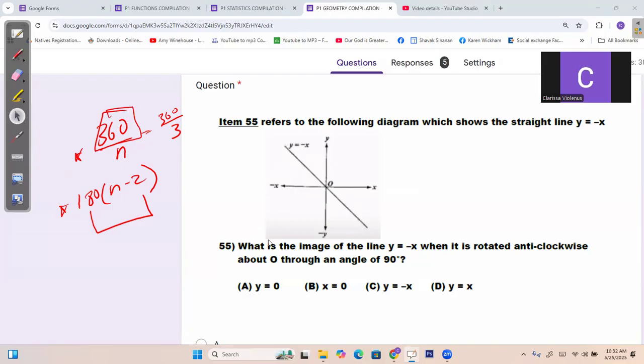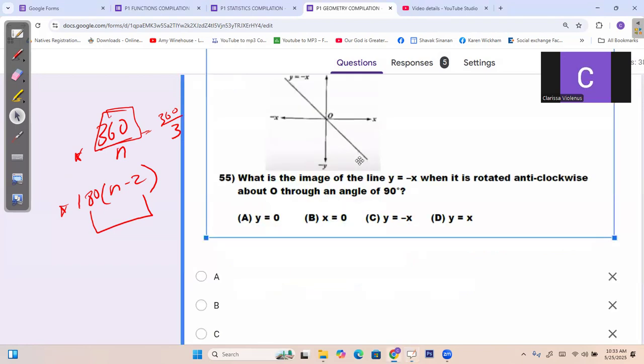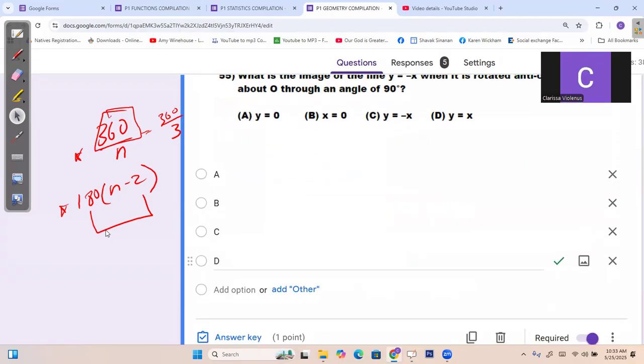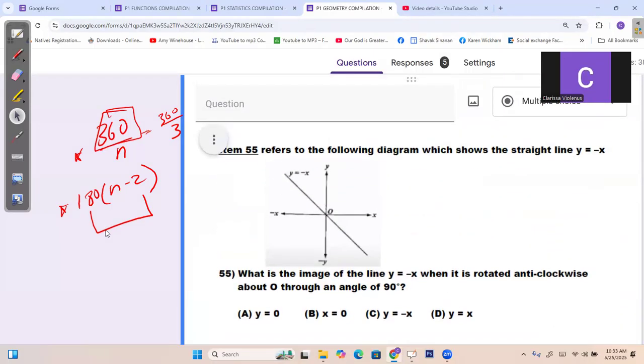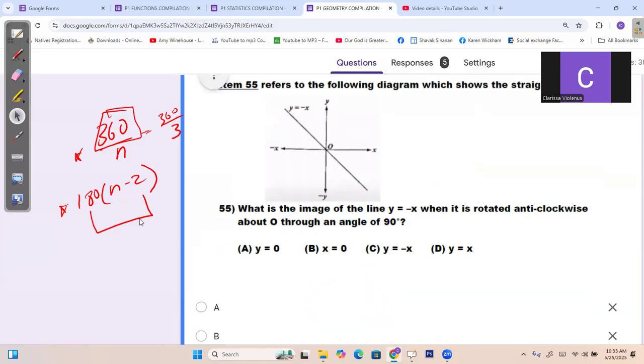So this line, what is the image of this line when it is rotated anti-clockwise around the origin, 90 degrees? So that means this is going to end up here and this is going to end up here. So this is just now the y equals x line. So this is just D. If you turn it going this way, this is going to come down here and this is going to come up, which gives you a diagonal line. So that's why the answer is y equals x.